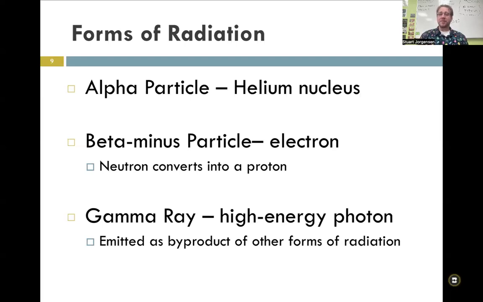And then we've got our gamma ray. This is a high energy photon. And usually it's a byproduct of one of our other forms of radiation. Usually we have this beta particle shoot out, and then we get this gamma come off with it. And it's a high energy photon. Well, a photon, just a little packet of light energy.